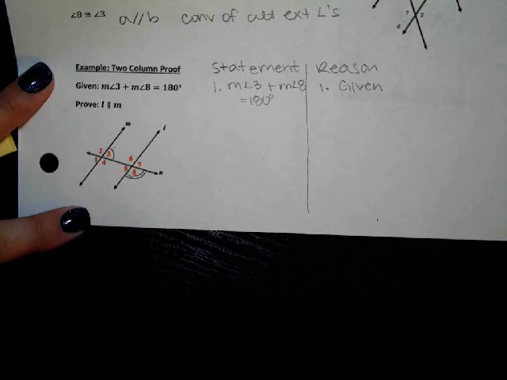Supplementary line, like linear pair, right? Two lines that are next to each other, two angles that are next to each other on a straight line, make 180 degrees. What else do we know? Starts with a V. We know vertical angles are congruent, right?